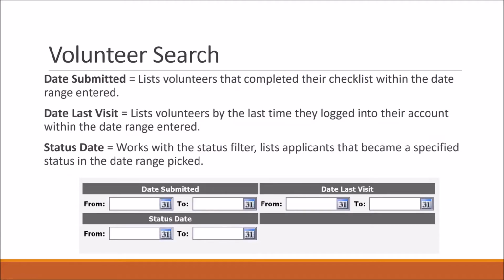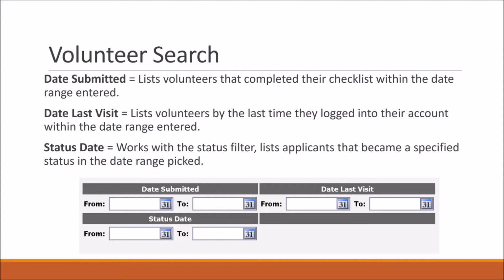You can also search for volunteers by date ranges. If you choose to include the submission portion of the checklist, I only have 2 or 3 sites that actually have volunteers do the electronic signature piece so they can get a submit date. Then you have that ability to enter a submit date as a filter.